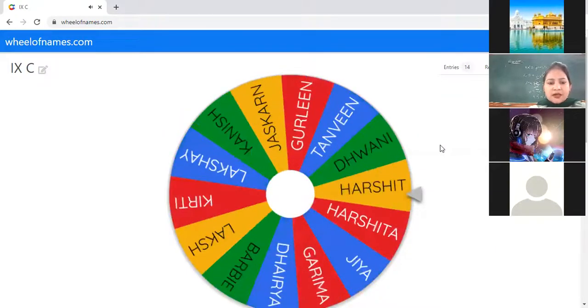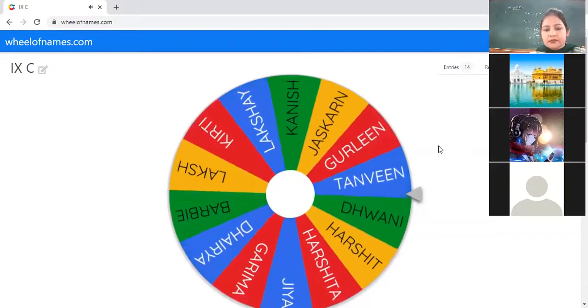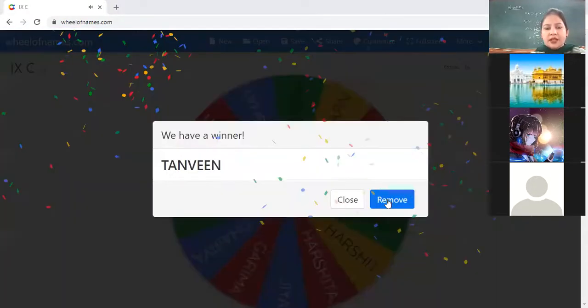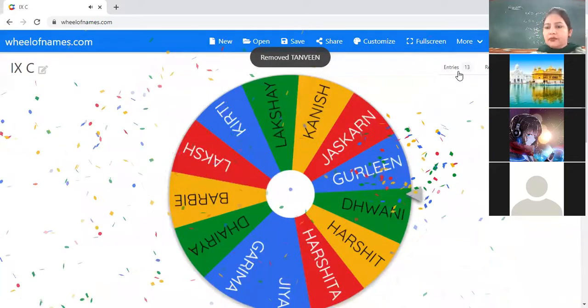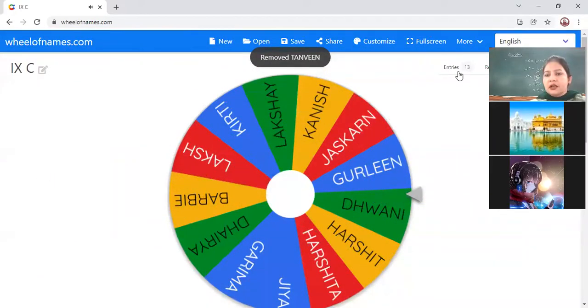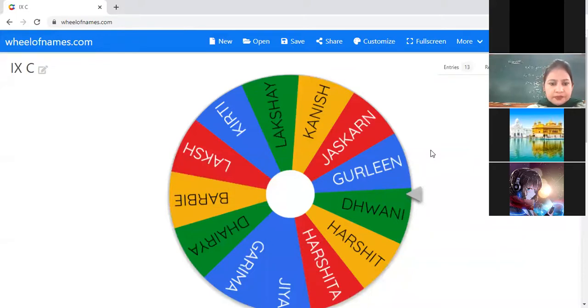Next, let's see whose turn is this. Tanveen, raise your hand. The question for you is, what do you mean by nuclear energy? Nuclear energy is the combination of nuclear fusion and nuclear fission. It's not necessarily the combination of both. The energy released during nuclear fission or fusion is called nuclear energy. Yes, right.